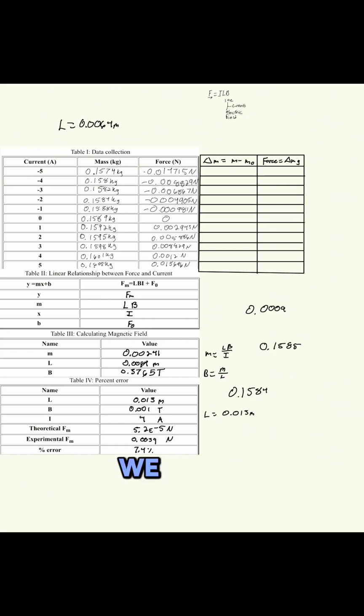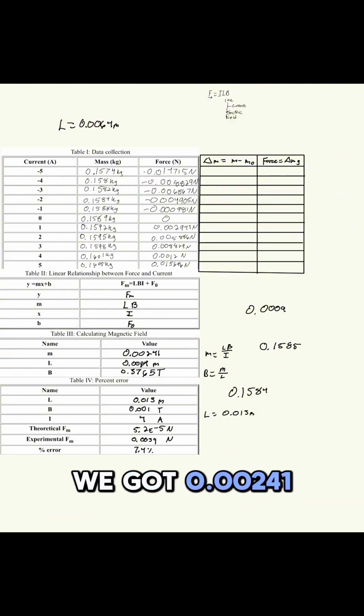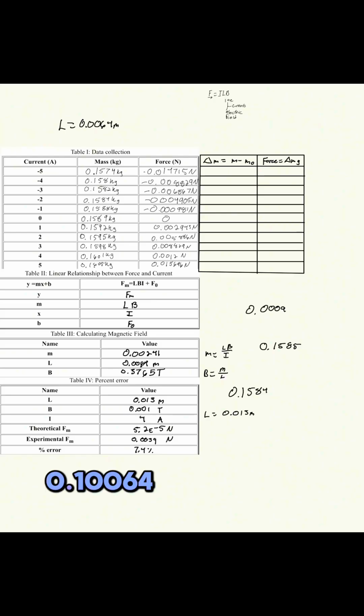For our third table, we have calculating the magnetic field. We see that m is just LB over I, so that's how we get 0.00241. The L is 0.1064 meters, and the B is 0.3765 T. Now for our table 4 percent error, we have a length of 0.013 meters, a B of 0.001 T, a current of 4 amps, and then the theoretical Fm is 5.2 times 10 to the -5 newtons, and our experimental Fm is 0.0039 newtons, so that gives us a percent error of 7.4%.